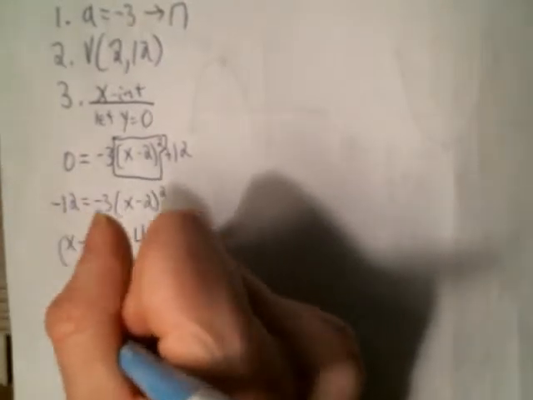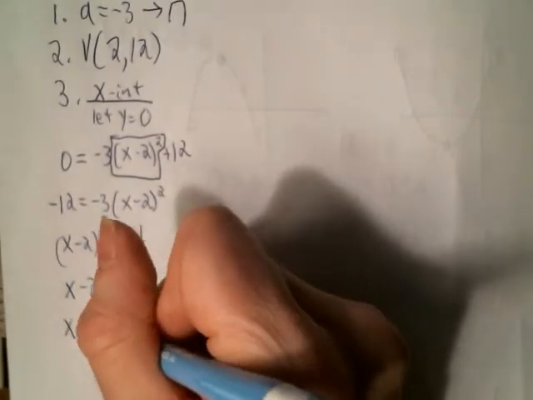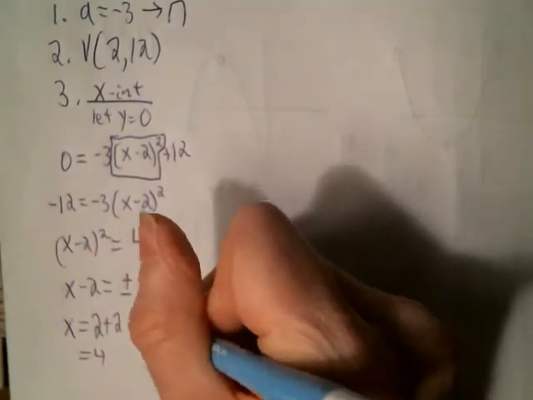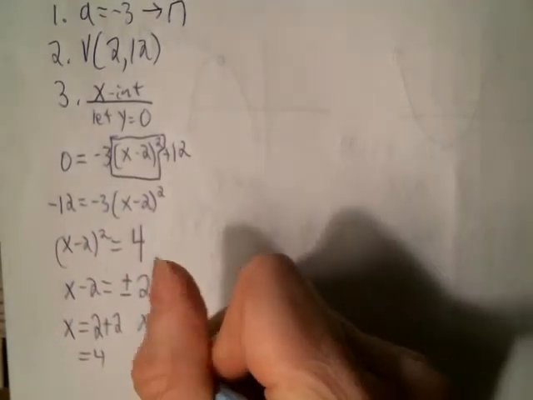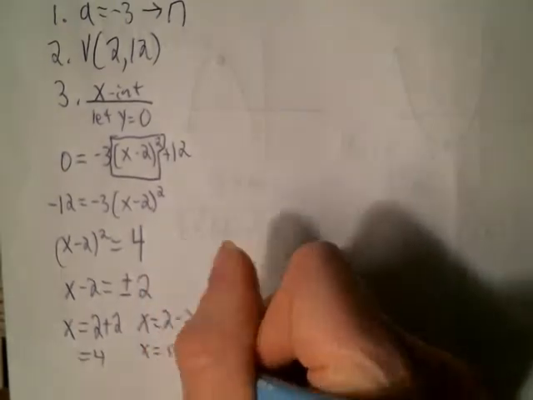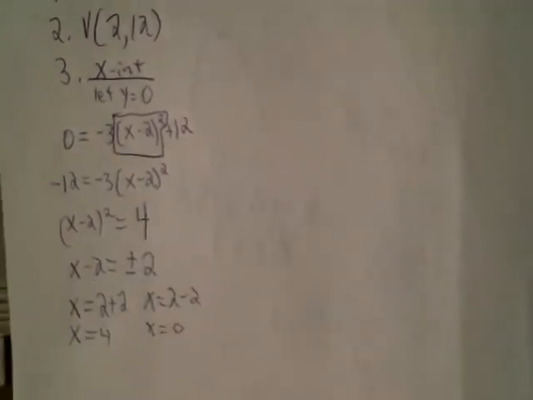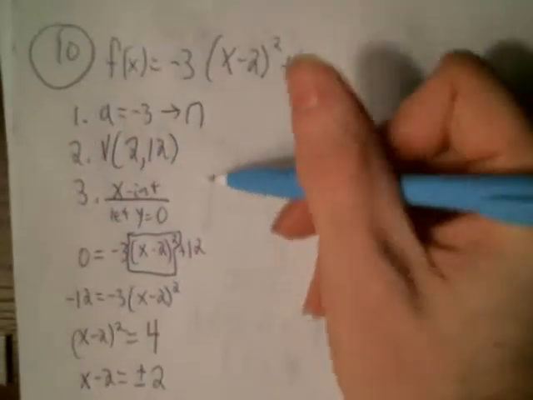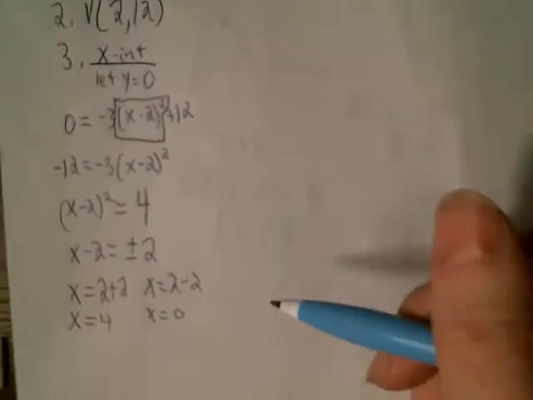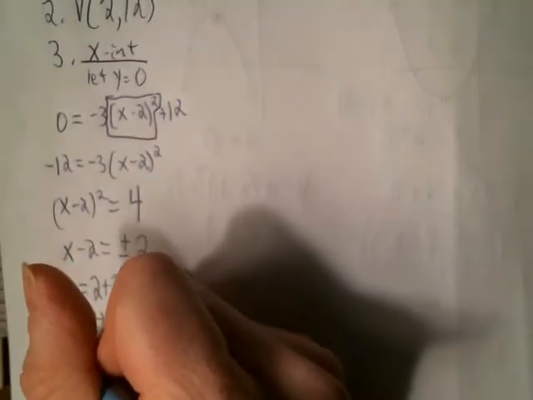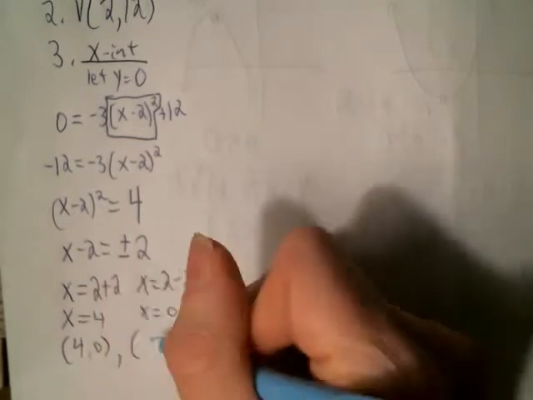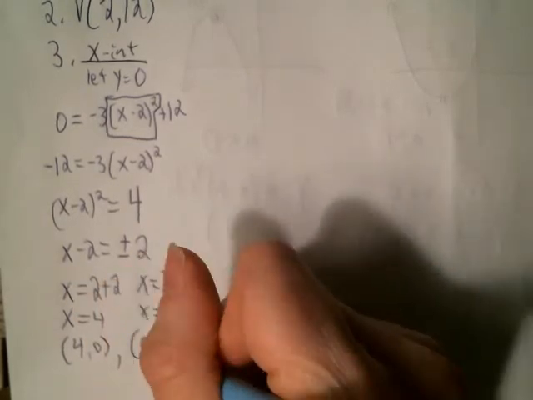And then add 2 to both sides. So x is 2 plus 2, which is 4, or x is 2 minus 2, which is 0. So these are x-intercepts, the places where the graph is going to hit the x-axis. So your coordinates will be (4, 0). The other x-intercept is (0, 0).